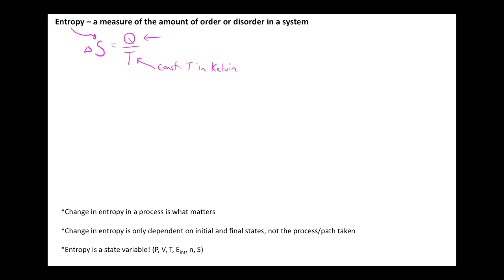And Q is the amount of heat added to the system. And specifically, this is going to be for a reversible process.